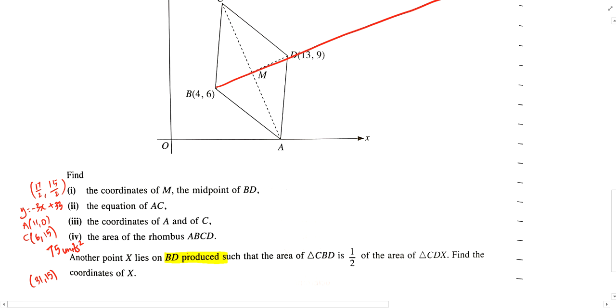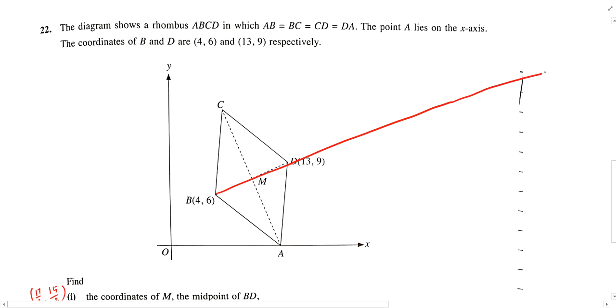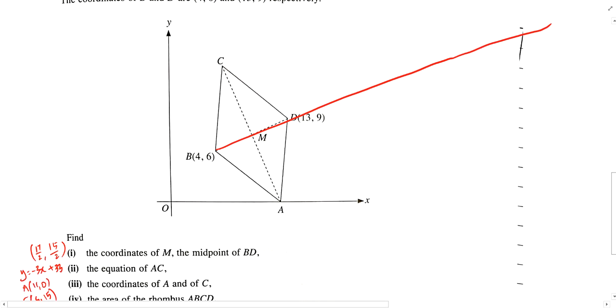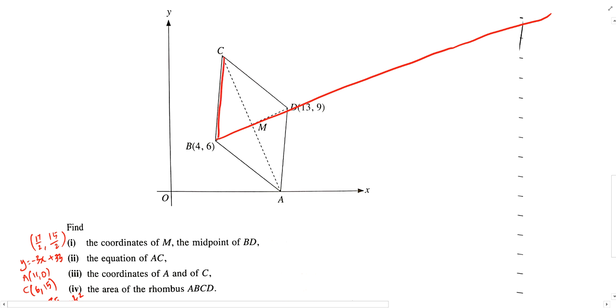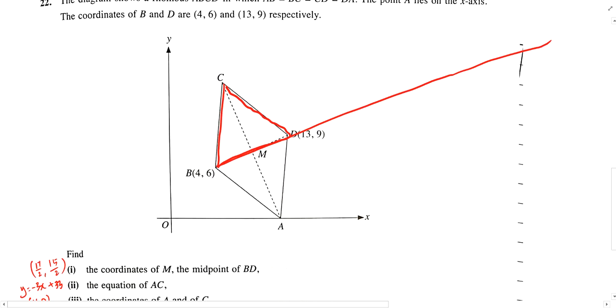A point X lies somewhere on this red line. Somewhere, I don't know where. But there is a condition. Area of CBD is half area of CDX. Let's find where CBD is. CBD over here. This area is apparently half of the area of CDX. Okay, let me draw CDX. Which area is bigger, CBD or CDX? CDX is bigger. It's double the area, isn't it? So I need to draw a big triangle. This is just a rough sketch only.